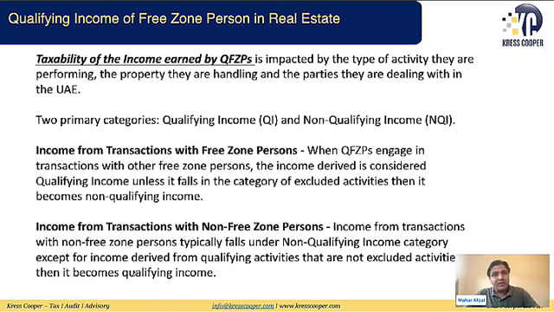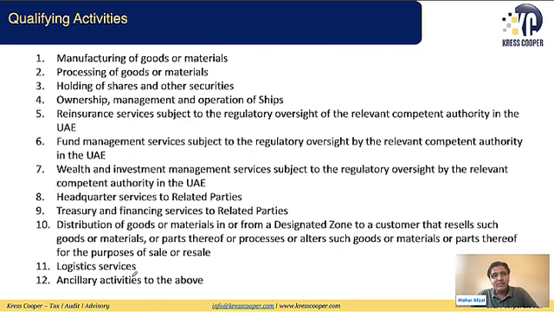So the contractor, the broker, the qualifying free zone person might be earning qualifying income based upon the criteria we discussed on the previous page, and might also be earning non-qualifying income. What is qualifying income? The criteria is three things. Other than this income, it will be considered non-qualifying income, and non-qualifying income will be subject to tax at 9%. These are the qualifying activities, but the law says they must not be excluded activities.